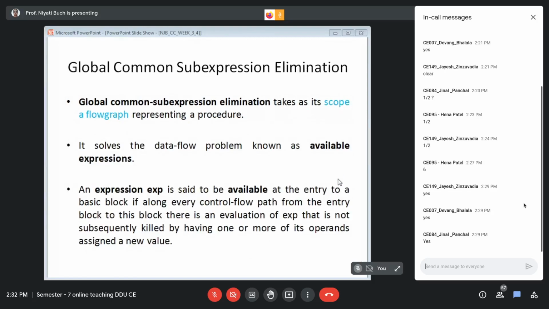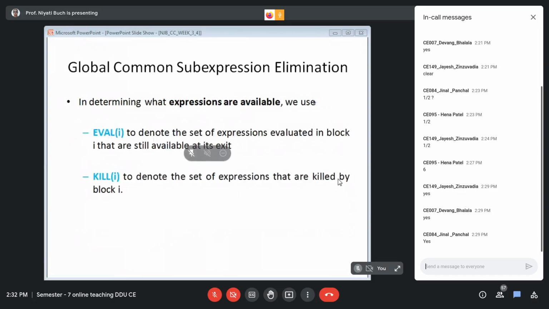Now we had seen that this process requires us to have a set of expressions which we call available expressions. To find which expressions are available, we had seen that we are supposed to determine these two sets, eval and kill. Eval is the set of expressions that are evaluated inside a particular block and are still available at its exit, so none of the operands are getting modified. That is what we had to take care of. And kill was a set of expressions that were killed in the block.